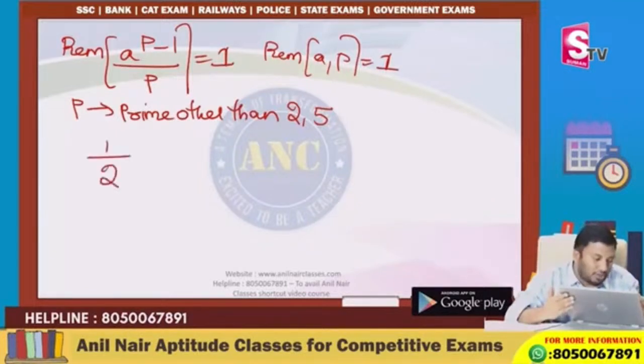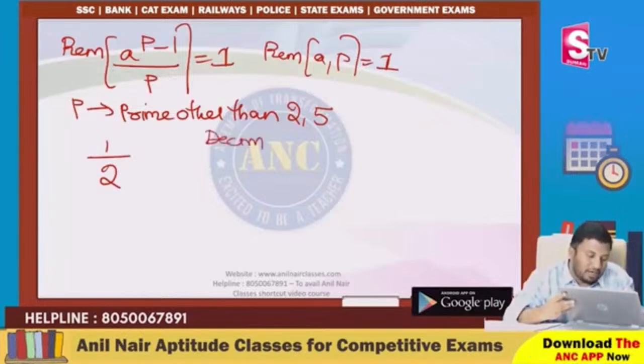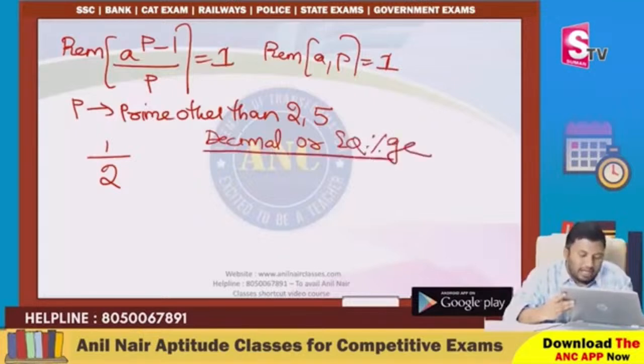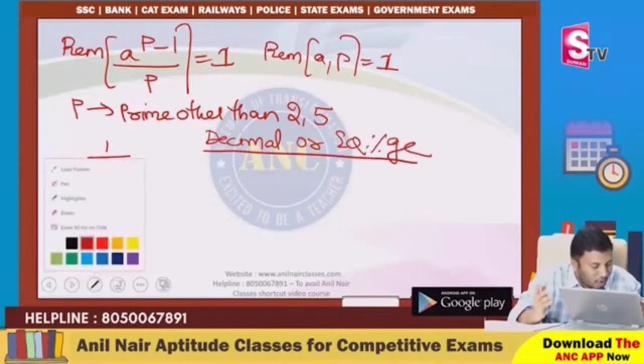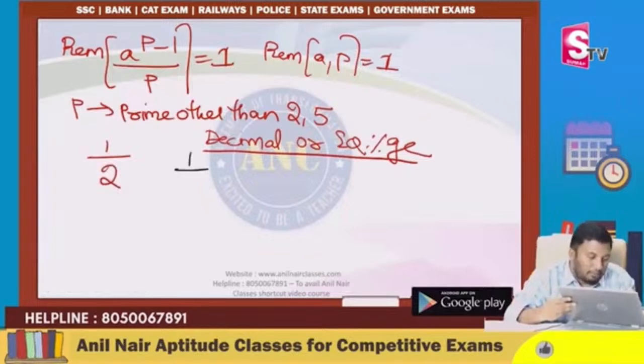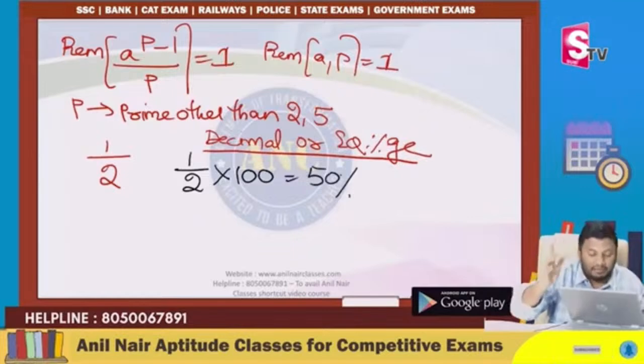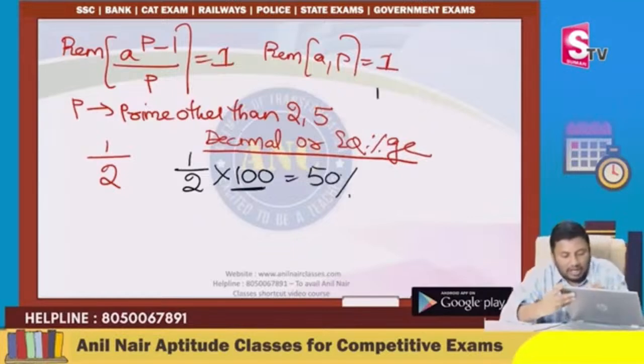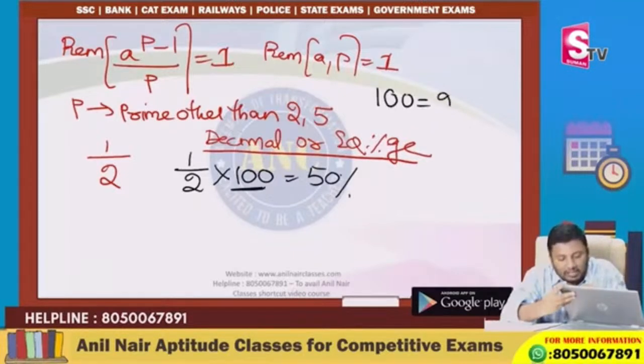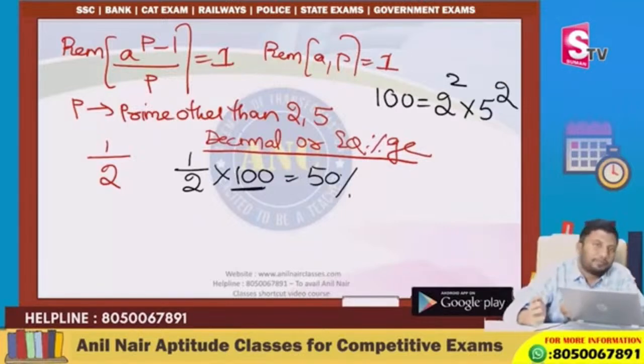Suppose 1 by 2 is there. If I want to convert it into a decimal or an equivalent percentage, what will I do? I will multiply with 100 if it is a percentage. It is 50%. But listen carefully. I am multiplying with 100. What are the prime bases of 100? Which is 2 square into 5 square.